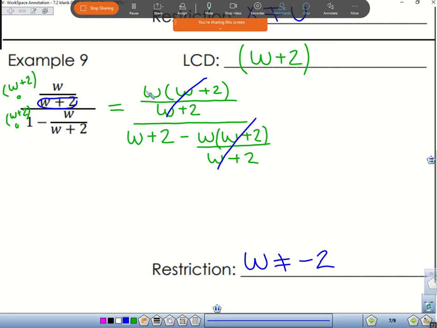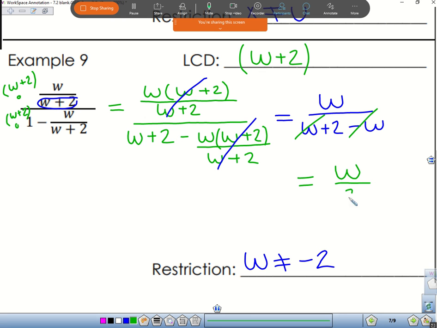So we multiplied all of the numerators by W plus 2. We end up with W over, because these canceled out, W plus 2 minus W. See how much that simplified down when we multiplied everything by the LCD? So what happens in this denominator here? What happens to the W's? They cancel out, which just leaves me with W over 2. And that's the final answer.